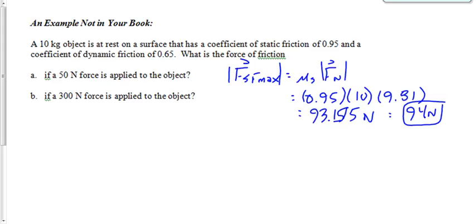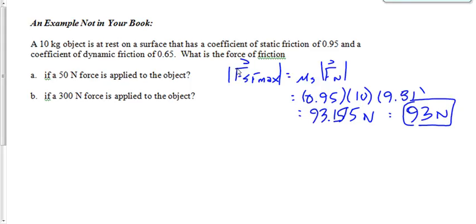Sure, 93. Yeah. Ask yourself this question, guys. If the maximum value is 93, but you apply a force of 50, does it move? No. I've got to apply a force of at least 93 to get it moving. So it doesn't move. Therefore, question A, I've got what kind of friction? Static friction. Good. I like having static friction because even though it's a pain in the butt force, it's easy to figure out what its value is.